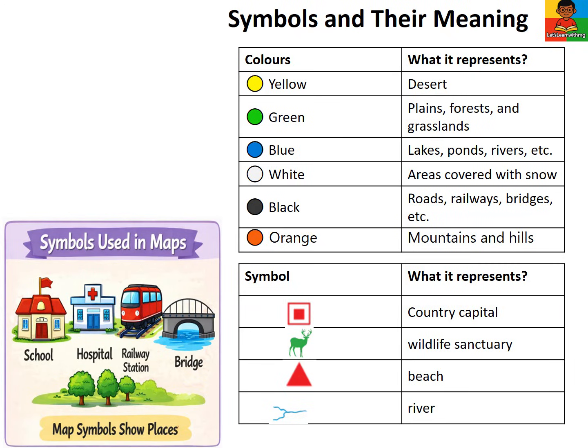Let's look at symbols and their meanings. Yellow color represents desert. Green color stands for plains, forests, and grasslands. Blue is for lakes, ponds, rivers, and so on. White shows areas covered with snow. Black is used for roads, railways, bridges, and more. Orange represents mountains and hills. Different symbols are used for country capitals, wildlife sanctuaries, beaches, and rivers on maps.